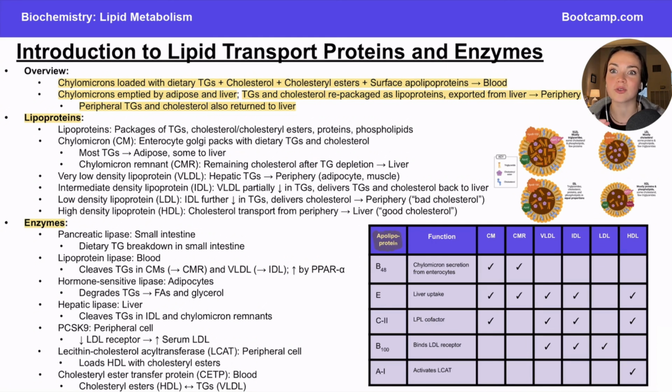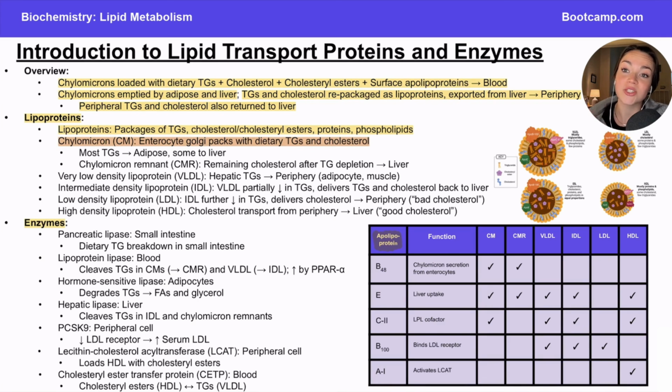Lipoproteins, remember, were kind of those moving boxes we were talking about. They're basically just packages of triglycerides and cholesterol and cholesterol esters, as well as some other proteins and phospholipids. And you already understand the basic concept of lipoproteins because you've already been introduced to the first one we'll talk about, which are chylomicrons. Remember, these were packaged in the Golgi of the enterocytes, right, in the intestine.